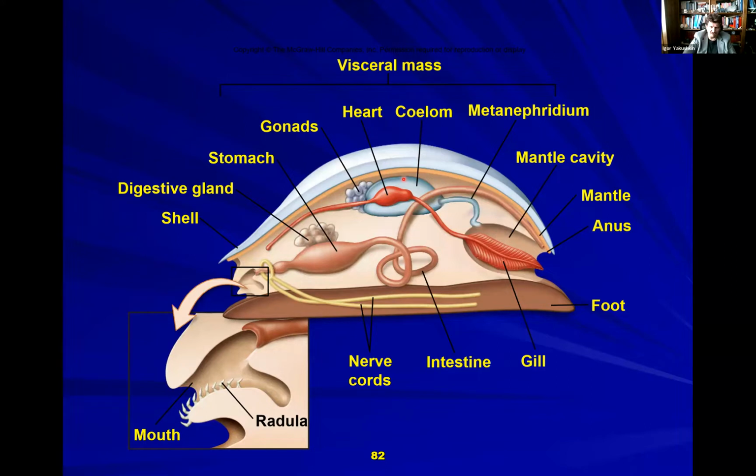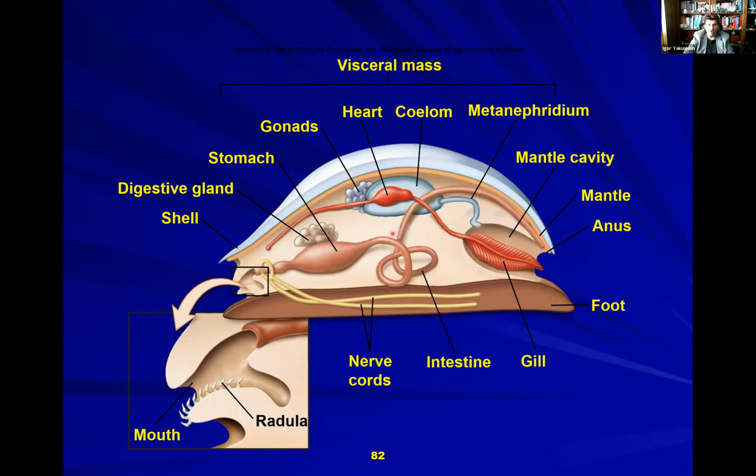Then we have the covering for all of the internal organs, and within the internal organs it has a radula. See the mouth, radula, kind of a tongue-like structure, but it has very sharp teeth, so it's scraping stuff out. And then of course it goes into the stomach, from the stomach into the intestine, and then out.